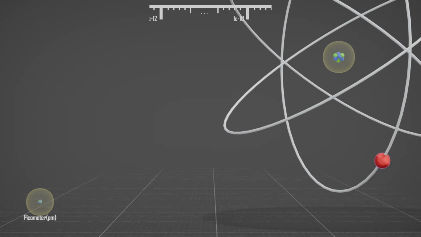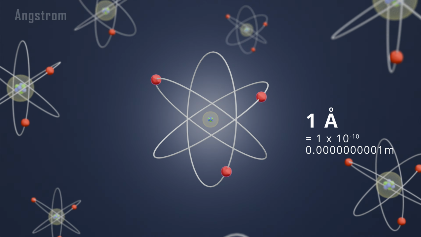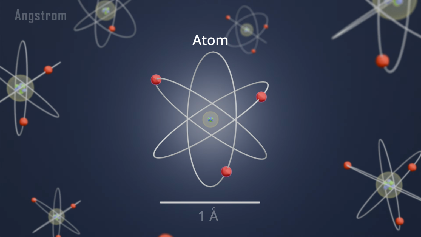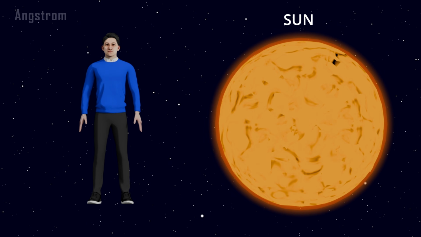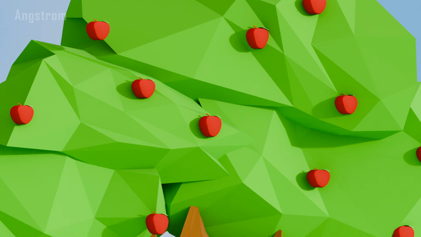The next unit we have is angstrom. One angstrom is a 10 billionth of a meter. It is approximately the size of an atom. In human to sun scale, one angstrom would be about the size of an apple in the real world.